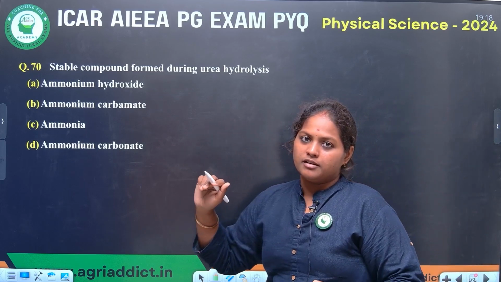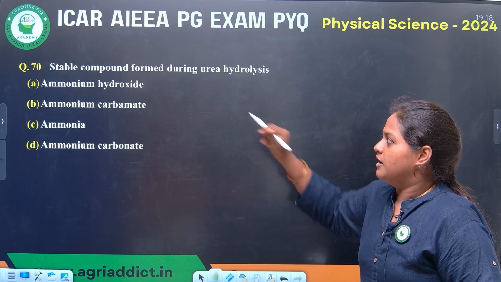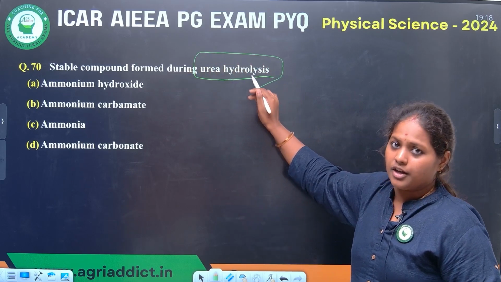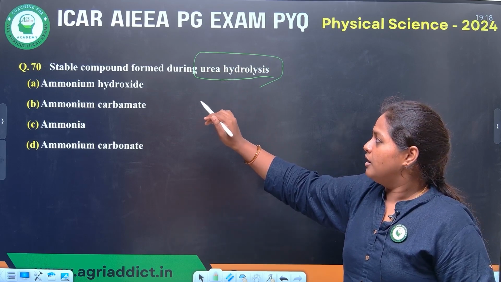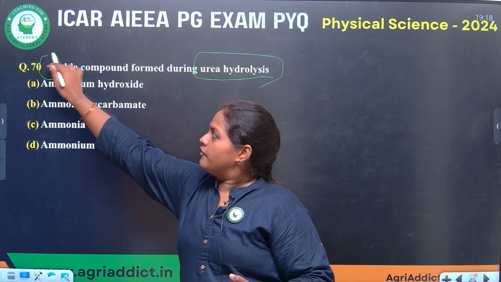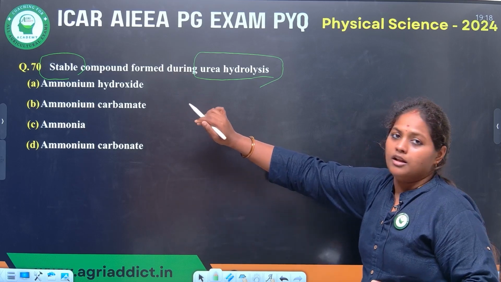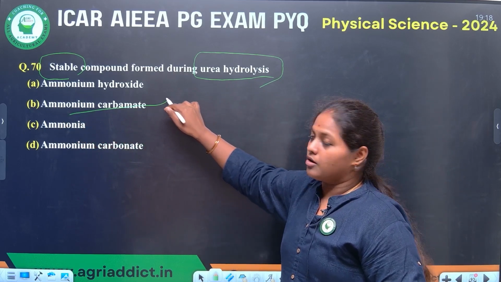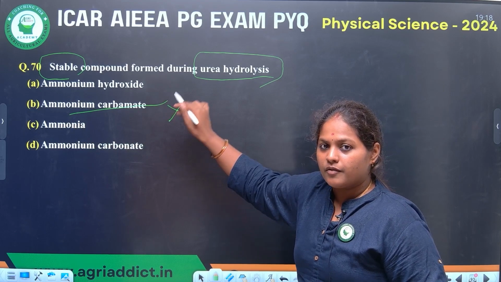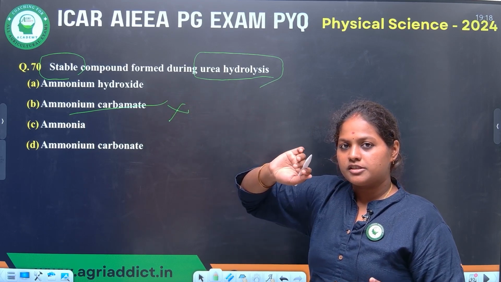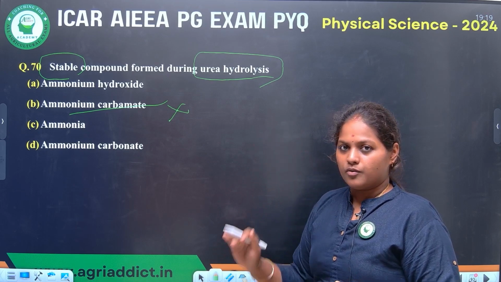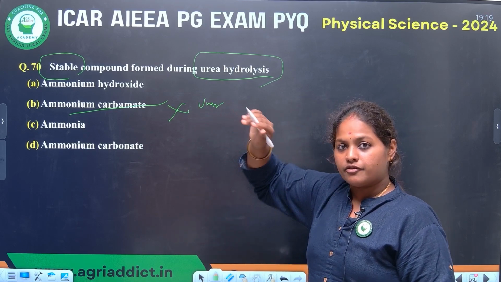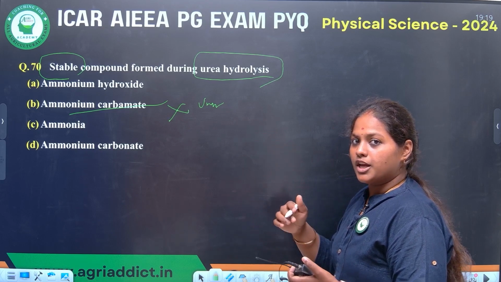Question number 70. Often a confusing question. Stable compound formed during urea hydrolysis. We know urea hydrolysis happens in the soil. Stable compound they are asking. Without reading this word stable, students are blindly marking ammonium carbamate, which is wrong. Ammonium carbamate is also formed during urea hydrolysis, but it is an unstable compound. The stable compound is the final one, that is ammonia.